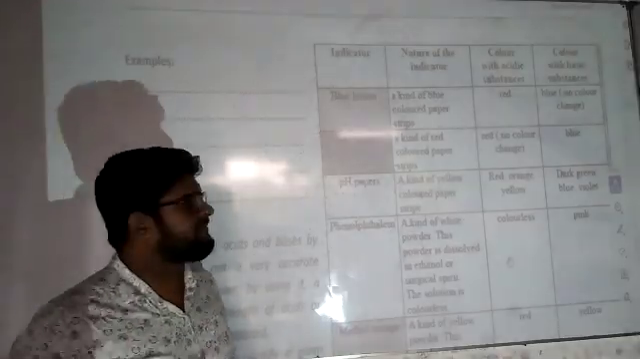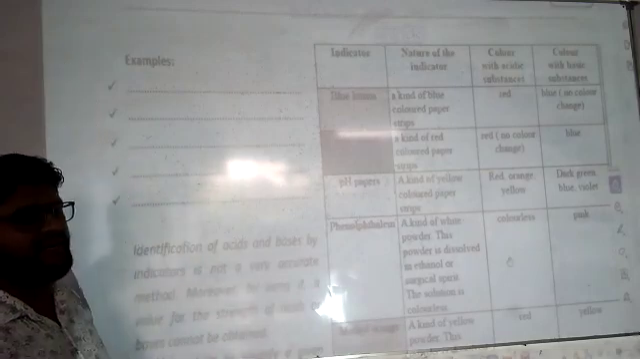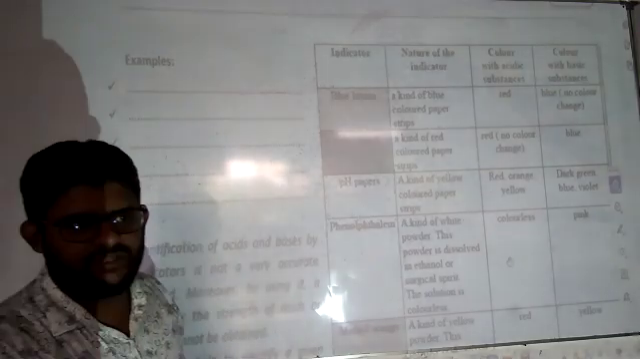Phenolphthalein. The L is silent here. Look at the spellings and write properly. You have it on the tube. Phenolphthalein. And the next one, methyl orange.